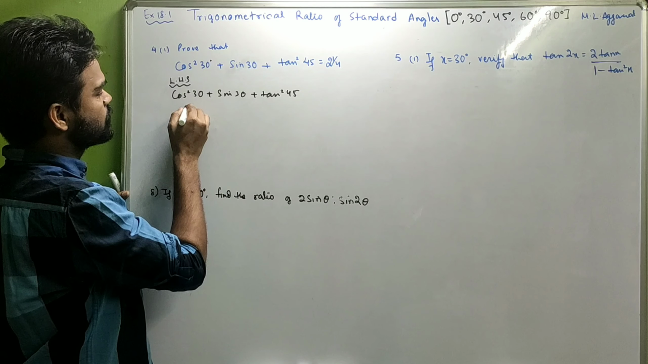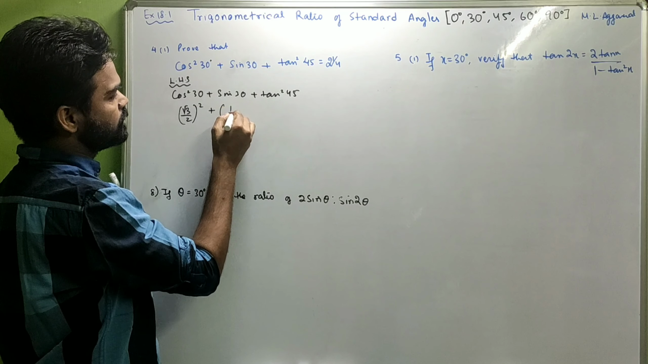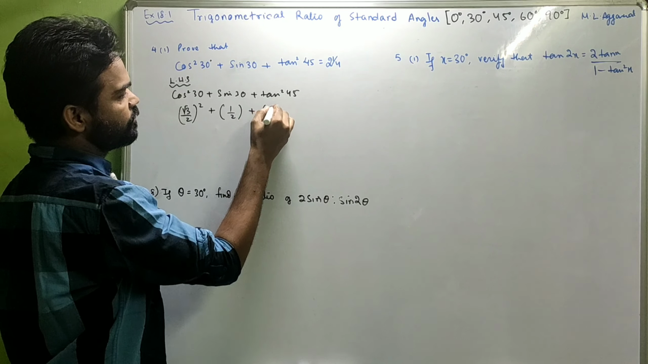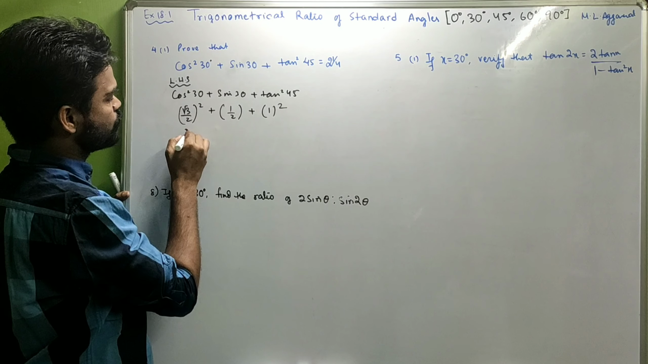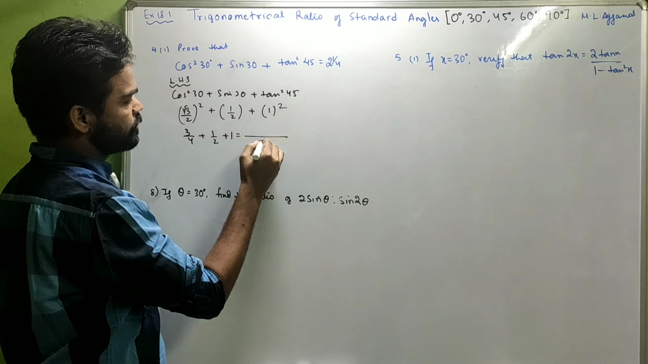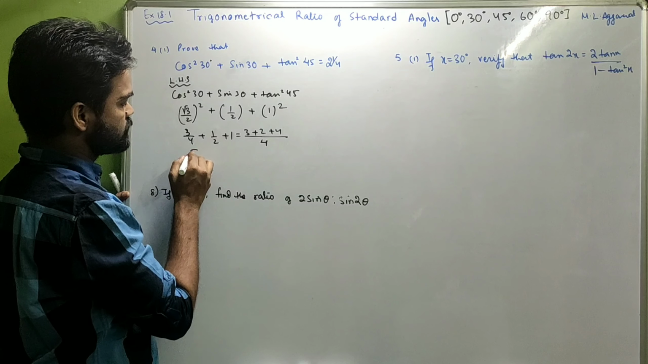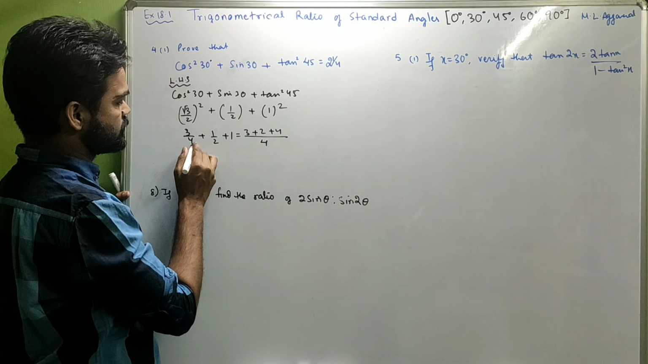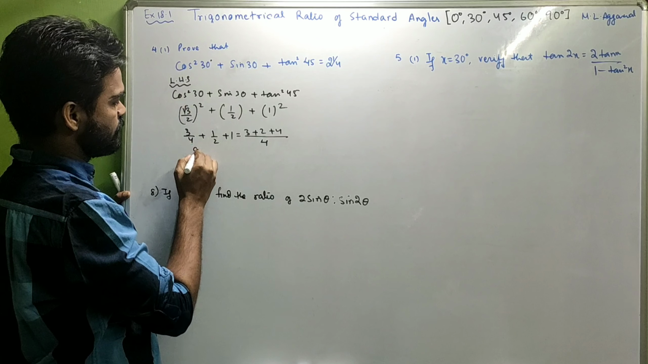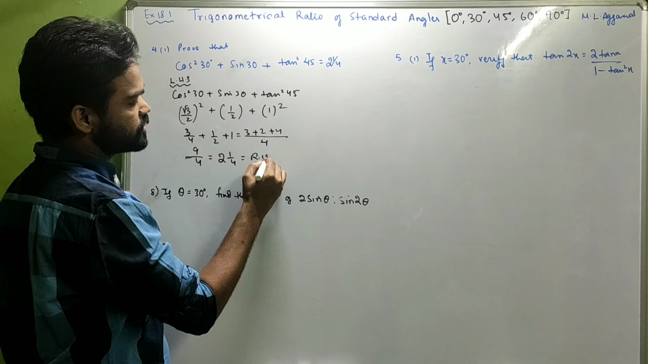Now cos 30 is root 3 by 2. We know this standard angle. Sin 30 is half. And tan 45 is 1. So that's 3 by 4 plus 1 by 2 plus 1. Taking LCM 4, so 3 plus 2 plus 4. That's 5 plus 4, that's 9. So that's 9 by 4. That's 2 1 by 4 equals RHS.